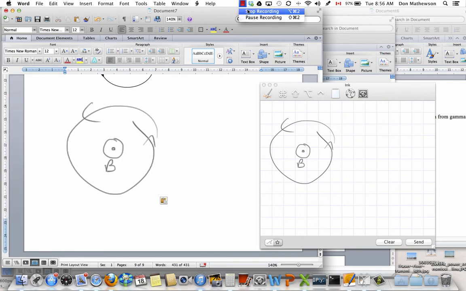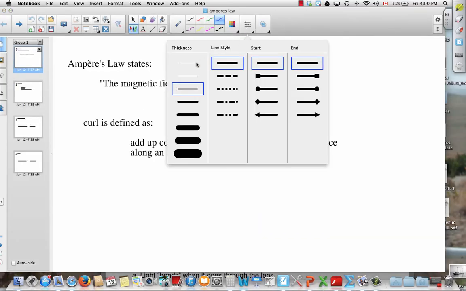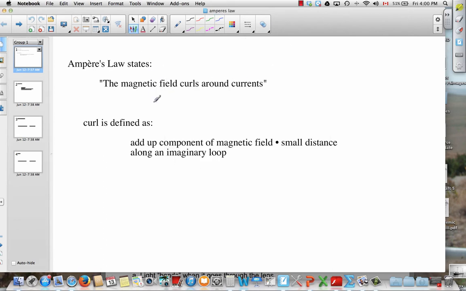Okay, so Ampere's law is sort of the equivalent of Gauss's law, but for currents. And what Ampere's law says is that if you've got a current, then you're going to get a magnetic field that curls around that current in a right-hand sense. Now, we'll define curl as adding up the magnetic field times a little bit of length along the path dl.